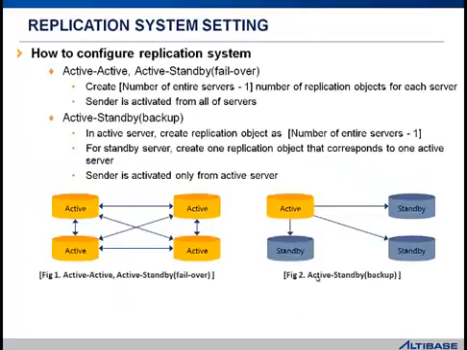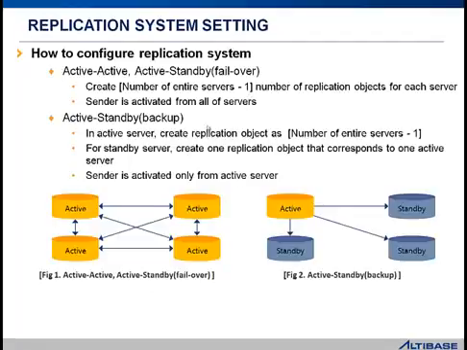Okay. Now we're going to see how to configure the system. Like diagram 1, when it's active-active, the number of replication objects that have to be created in each server is equal to the entire number of nodes minus 1. Once they are created, you must start all the replication objects. So it is minus 1.